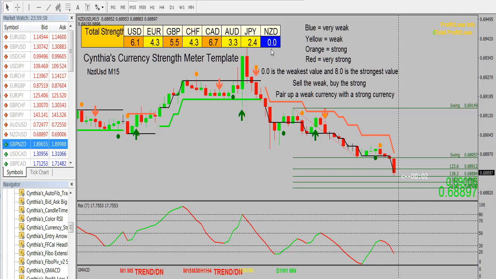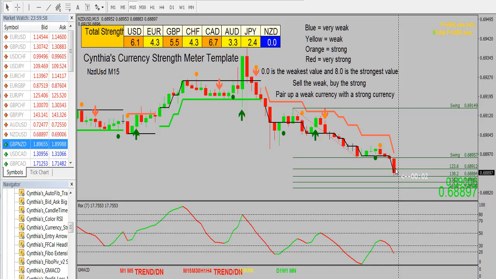And so we've paired up a weak currency, which is the New Zealand dollar, with a strong currency, which is the US dollar. And what we do is we sell the weak currency and we buy the strong currency as a pair. So we're selling the New Zealand dollar. We're selling the New Zealand because it's very weak, and because it's a pair, it's paired up with the US dollar, we're buying the US dollar at the same time. So the New Zealand dollar, this pair is going down.